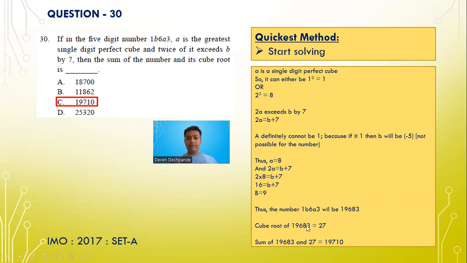So 19683 will be the number, and the cube root of 19683 will be 27. So the sum of the number and its cube root is 19683 plus 27. If you add 19683 and 27, you will get 19710. So the answer is 19710. Again, it is a bit computationally long, but when you practice, you will be able to solve this in a short time.